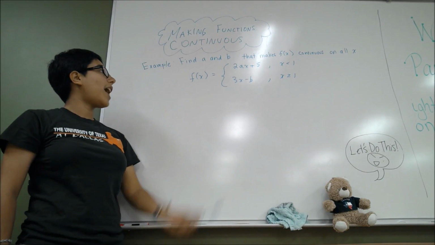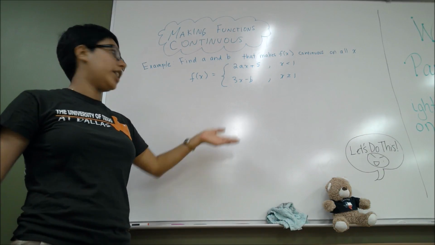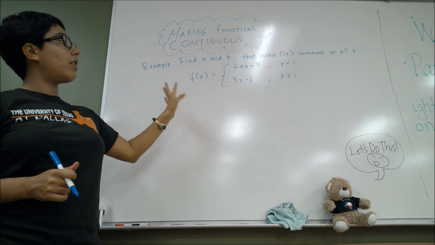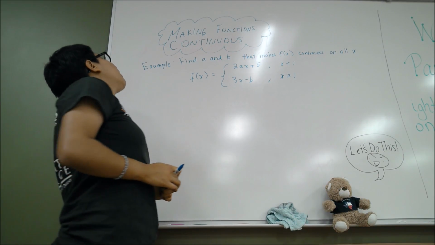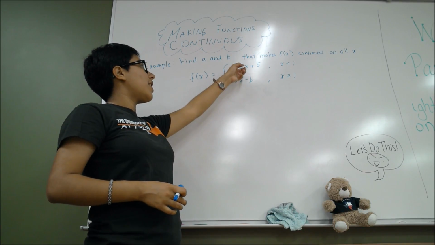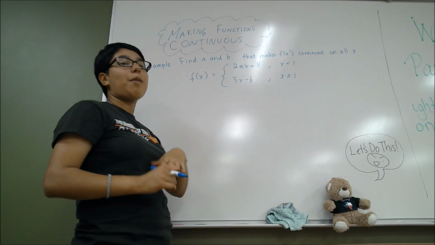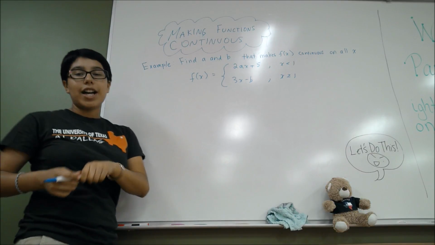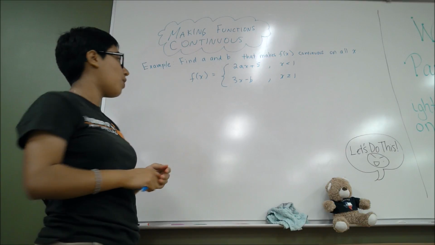Alright, so we have this new equation. Well, we have to find two variables, a and b, using this equation. Okay, so f of x is defined as, when x is less than 1, f of x is equal to 2ax plus 5, and when it's greater than or equal to 1, it's defined by 3x minus b. So let's go back and try using the definition of continuity to find this problem.